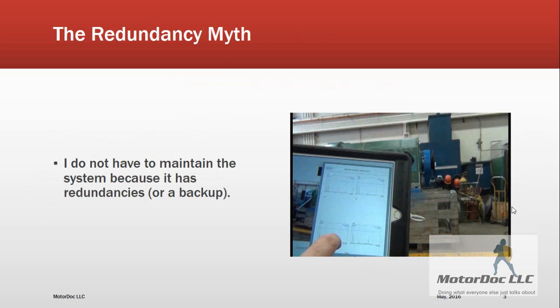The first topic is the redundancy myth, where inexperienced analysts or consultants make the claim that a system does not have to be maintained because it has redundancies or a backup. In reality, the addition of each redundant system will improve the risk of failure just a little more than without a redundancy. There are three primary reasons for installing redundancies. First, to improve, not guarantee, reliability. Second, to improve or provide additional capacity. And finally, to allow for maintenance to be performed on the equipment by switching over to the redundant equipment.